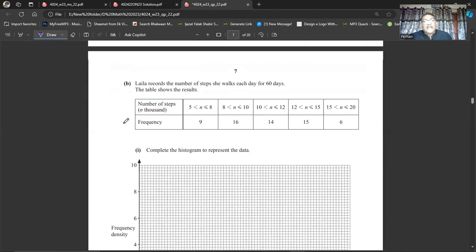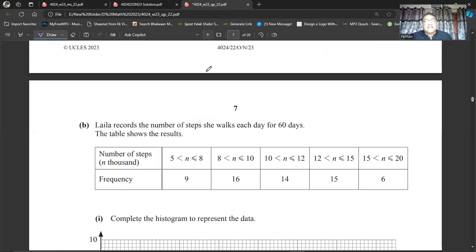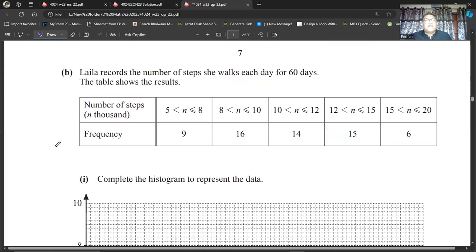So first of all, I need to find out the frequency density. If you want to find out the frequency density, I need to find out two things. First, I need to find out the class width of each class. And how you find that, from the upper limit, subtract the lower limit, and you will get the class width. So once you know the class width, then divide the frequency by the class width, and that will give you the frequency density. Let me show you.